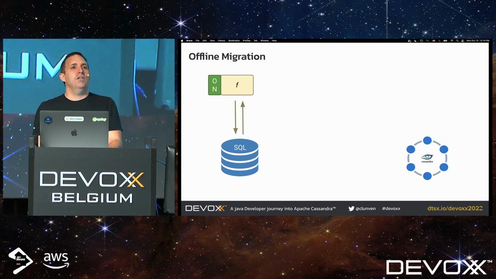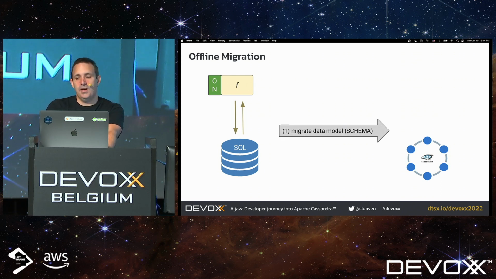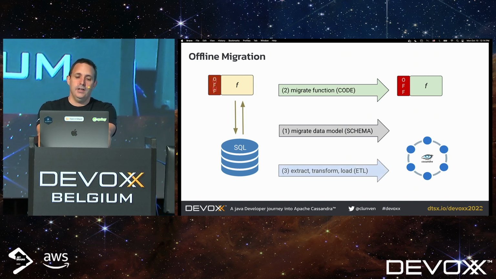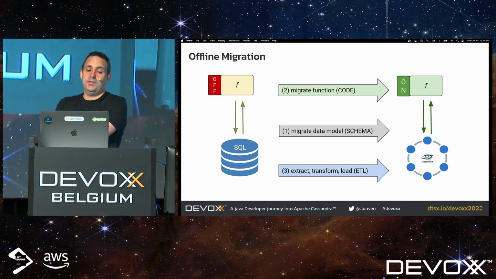First, easy offline migration. You just move the schema to Cassandra using the methodology, so the schema will be different. You migrate the code, so you have to change the code to match the new schema. Okay, ETL, it's offline. You transform the data to match the new model and you open the new function. It's offline migration, no brainer. But this is not what we want to do. We want zero downtime.